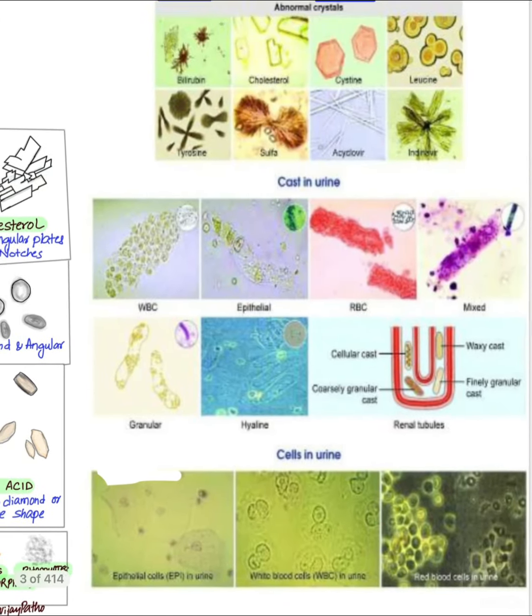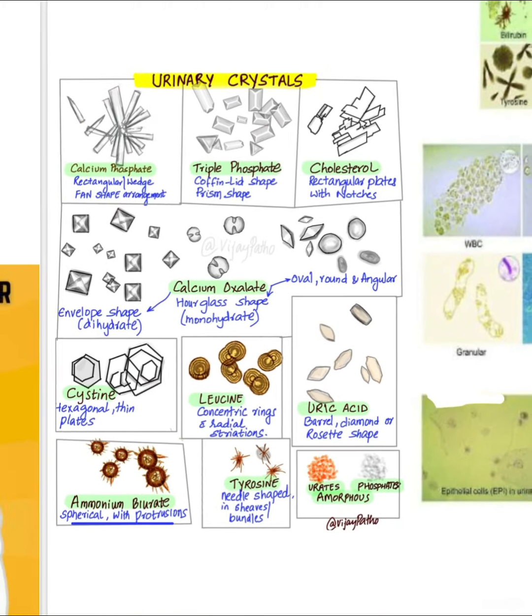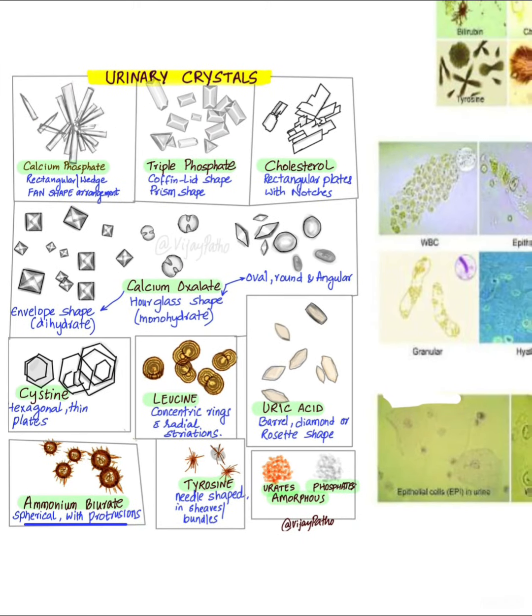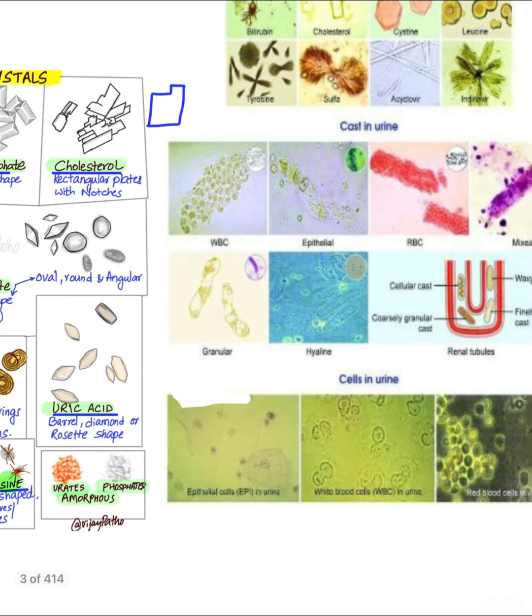Then coming on to other important crystals, we have the triple phosphate coffin lid crystals. Then the cholesterol crystal, which has rectangular plates with notches, and that is again important. Uric acid may be of any shape, most commonly diamond shape. Then you have tyrosine, which forms scissor or needle shaped crystals.